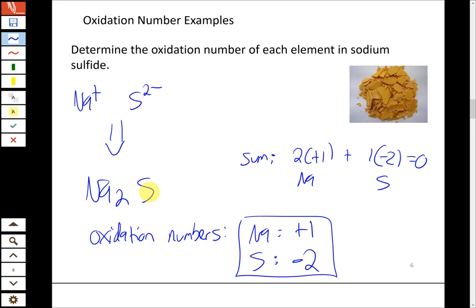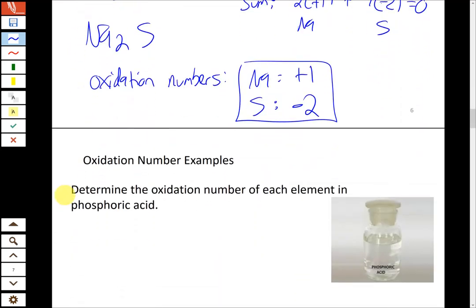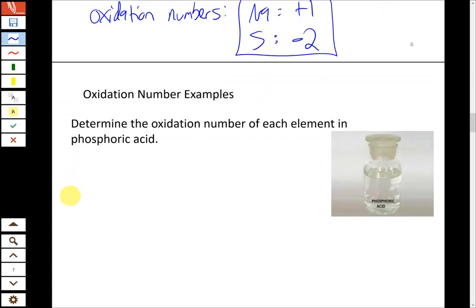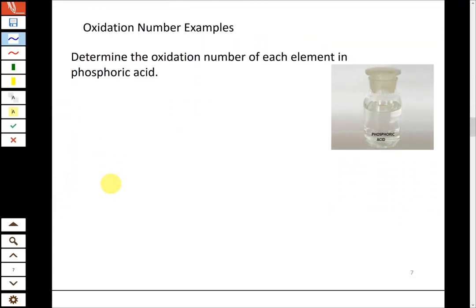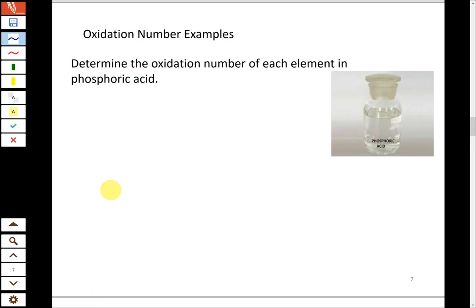But if we go on to some covalent compounds, then things get a little bit more challenging. We have to use a little bit of algebra to help us. So determine the oxidation number of each element in phosphoric acid. So we have to get the formula of the compound correct first. Phosphoric acid comes from the phosphate anion, which is PO4 3-. So the formula would then be H3PO4.